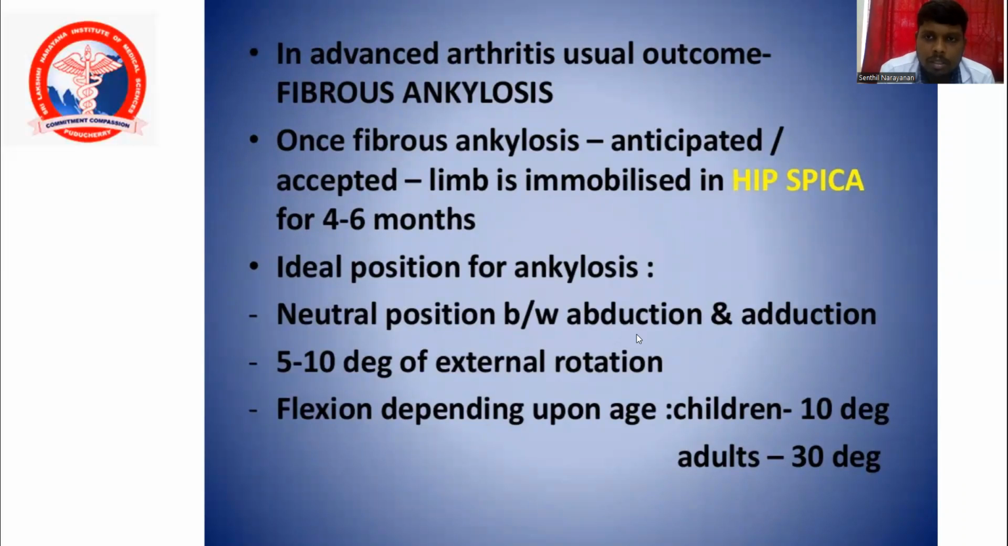Once fibrous ankylosis is anticipated and accepted, the limb is immobilized in a hip spica for 4 to 6 months. Ideal position for ankylosis is neutral between abduction and adduction, 5 to 10 degrees of external rotation, and flexion depending upon the age: children 10 degrees and adults 30 degrees.